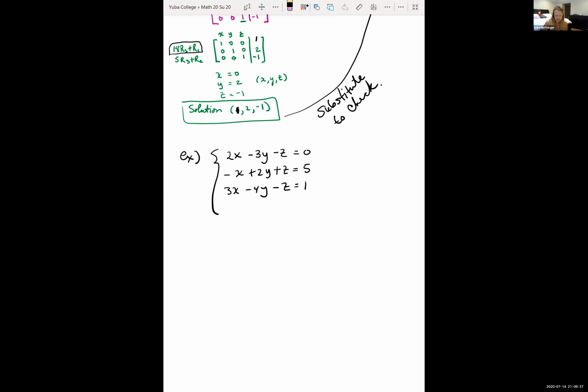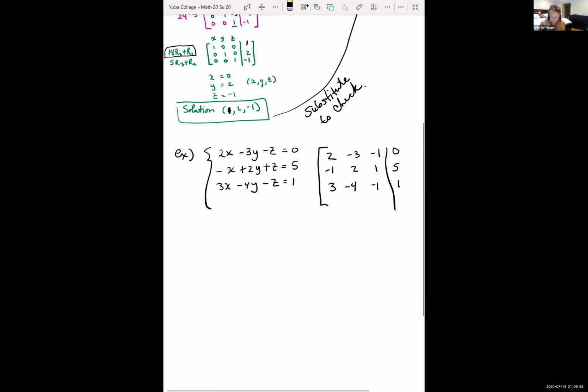So first write it as a matrix. And notice doing that we have 2, negative 3, negative 1, and 0. We have negative 1, 2, 1, and 5. And then 3, negative 4, negative 1, and 1. So column to column. So we need to get that 2 to be a 1.